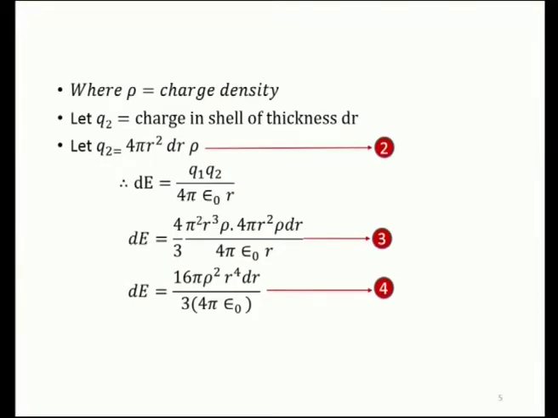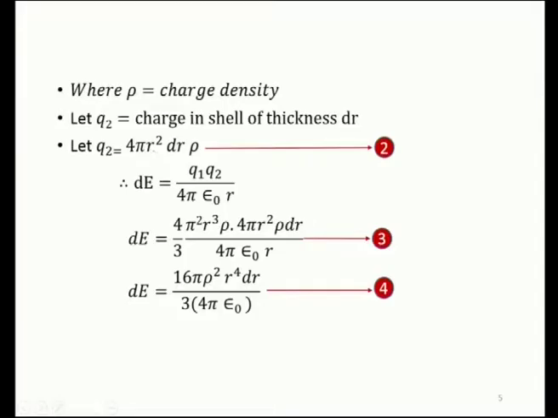For that I have to see the volume of the shell. For a sphere, the surface area is 4 pi r squared, and into thickness dr, that will be the volume. So, 4 pi r squared is the surface area of the sphere and dr is the thickness, which gives the volume of the shell. Rho is the charge density, charge per unit volume. Therefore, Q2 will be the charge, 4 pi r squared rho dr.